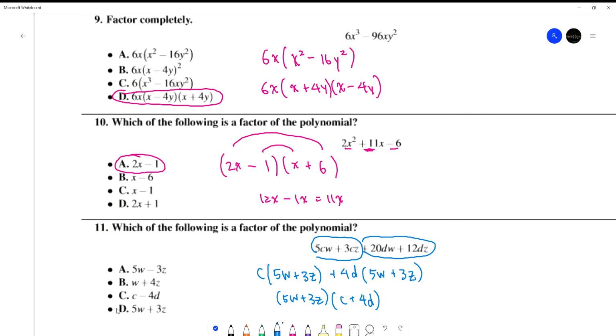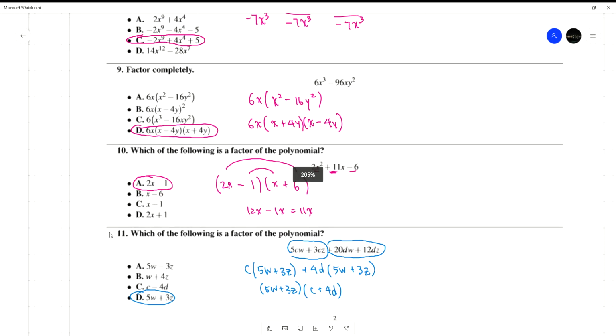And I can see that D is one of the factors. They don't have a C plus 4D listed. Any questions? Okay, moving on.